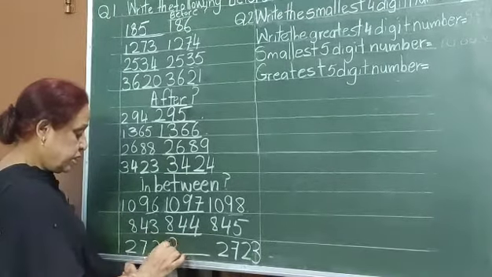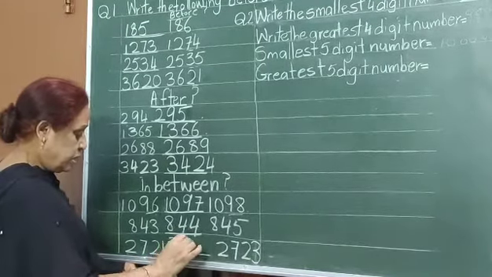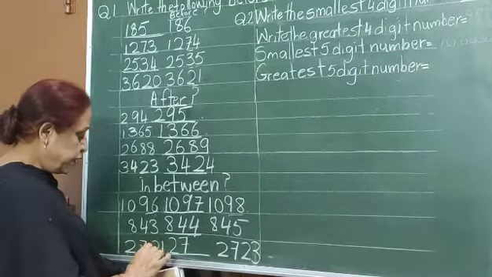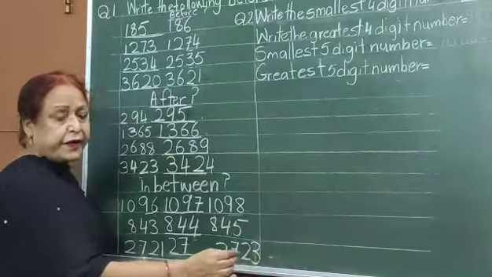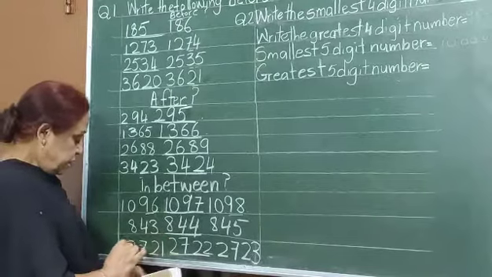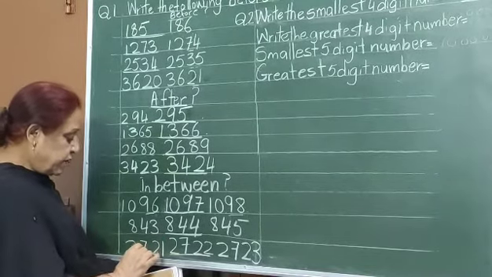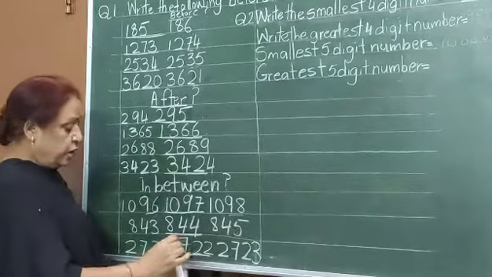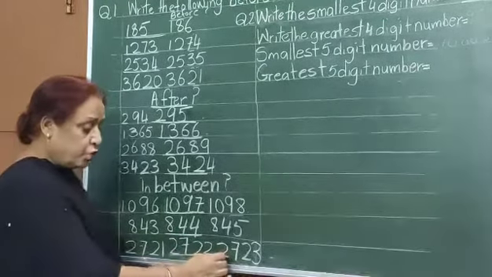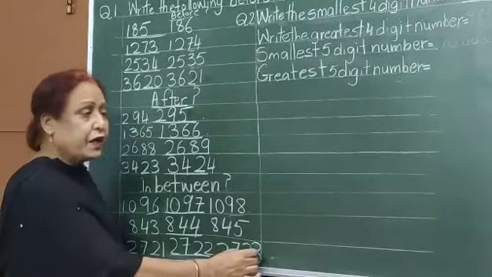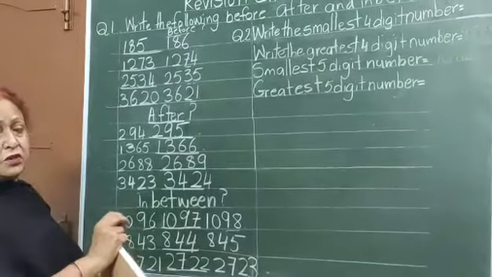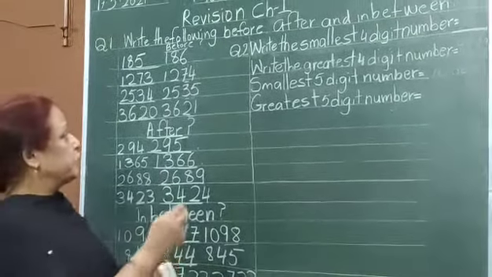2723. We'll write. Now we'll count. What comes in between 21 and 23? 22. Now we'll read it: 2721, 2722, 2723. So this was your revision, children. Have you understood? Now we'll go to the next question.